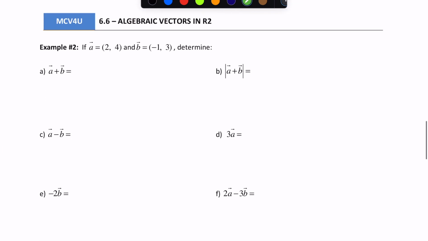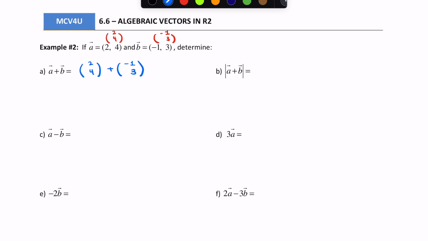Okay, so let's look at this second example here. Again, if vector a is equal to 2, 4, and vector b is equal to -1, 3, determine these values here. Again, we can write this in component form: 2, 4, and -1, 3. So here we have a plus b. Here we write 2, 4 plus -1, 3.